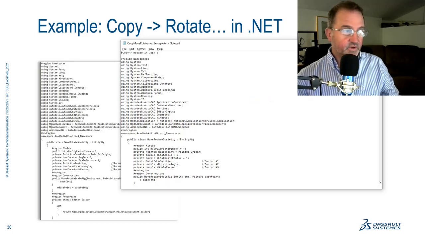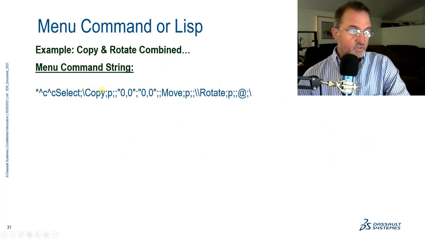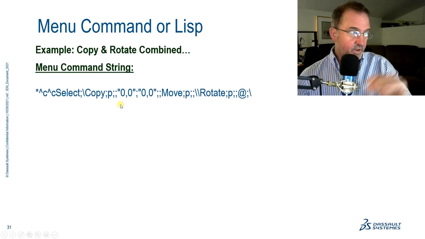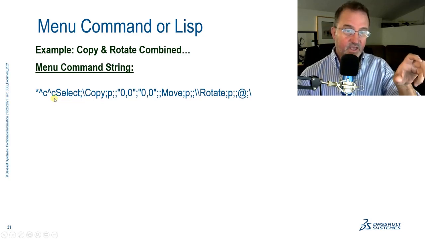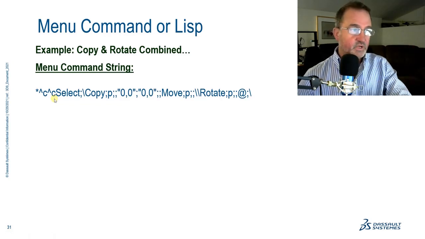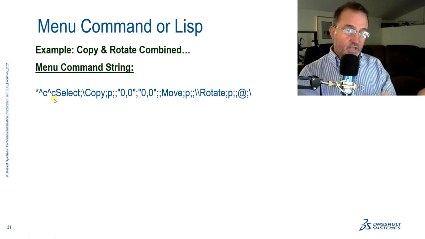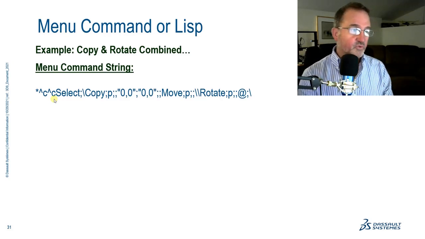So if I get rid of this here, let me just show you. Here is the sequence that I would use as a single line menu macro to do exactly what that .NET program attempts to do. Now there's a big difference between these: by using the native commands in DraftSight, we visually get to see the objects as we're placing them dynamically on the screen, where that .NET program actually doesn't show us the objects being moved around.